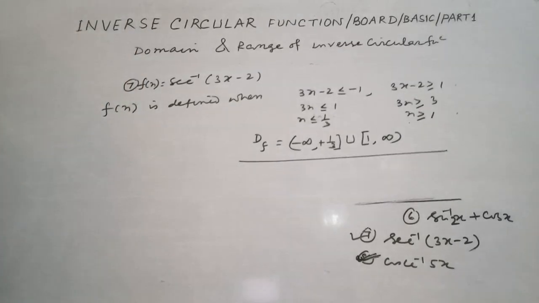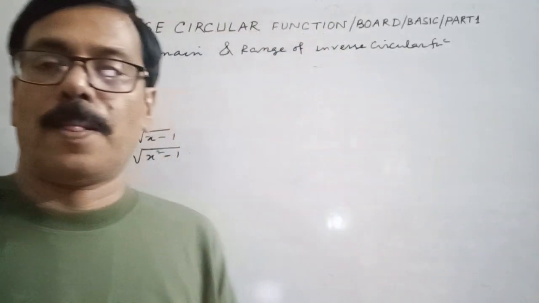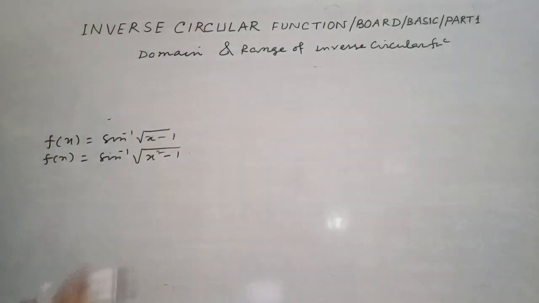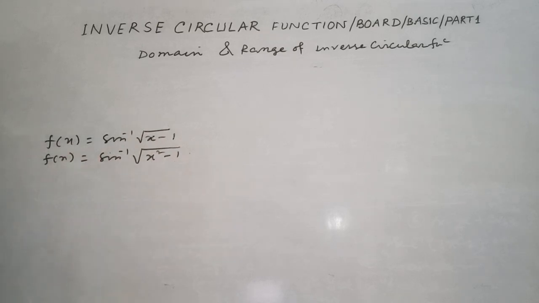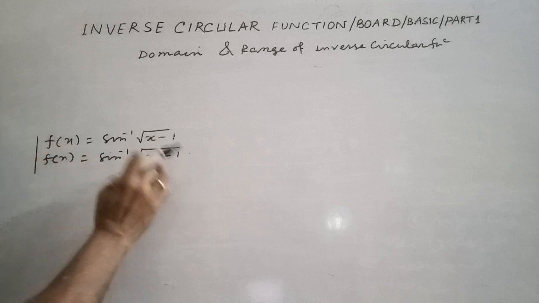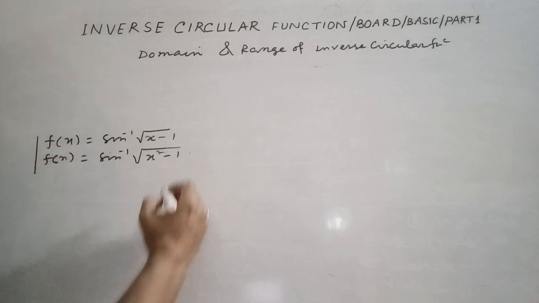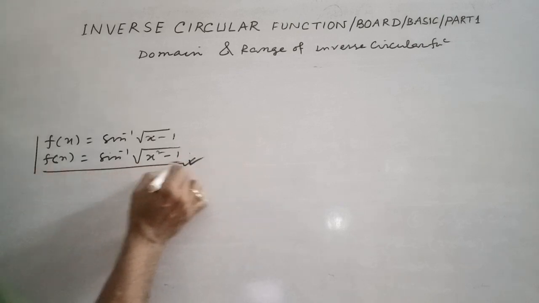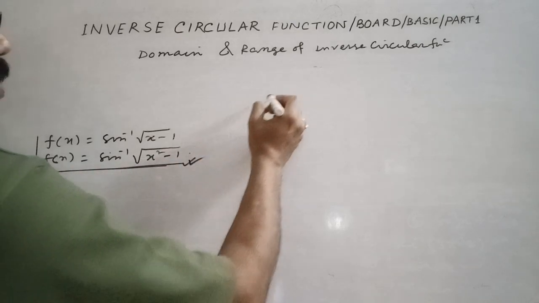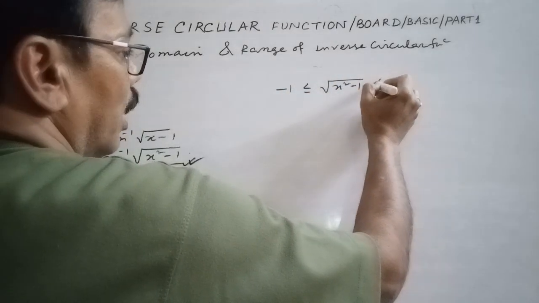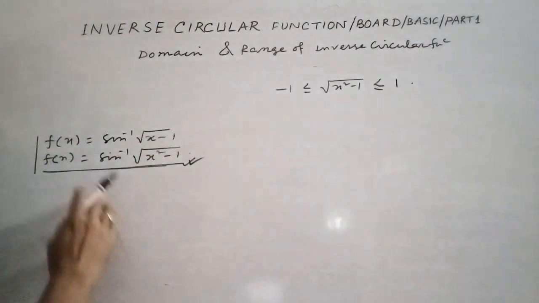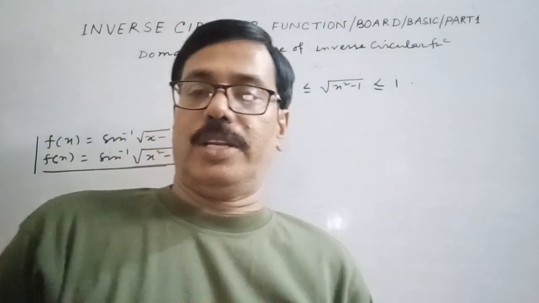Next, now we consider the domain of f(x) equals sin inverse of root over (x square minus 1). These are also problems of WBJEE. So f(x) equals sin inverse of this. Suppose this is problem number two. f(x) is defined when minus 1 is less than or equal to root over (x square minus 1), which is less than or equal to 1, because sin inverse x is defined when this holds.